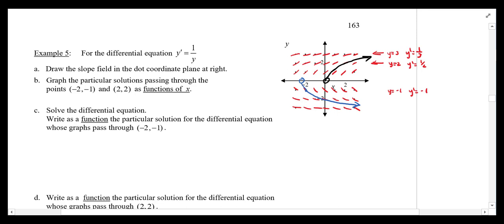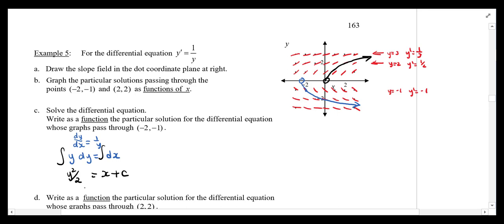Okay, and once again, as functions of x, so we stop here at the x-axis. We don't go any further. And if you did part C trying to solve the differential equation, once again, I replaced y prime with dy/dx. I will move the y's to one side and the dx to the other. Take the antiderivative. What's the antiderivative of 1 dx? Oh yeah, just x. And then plus c.